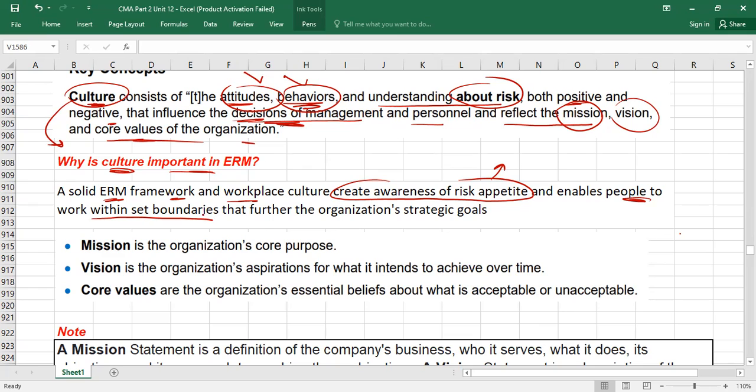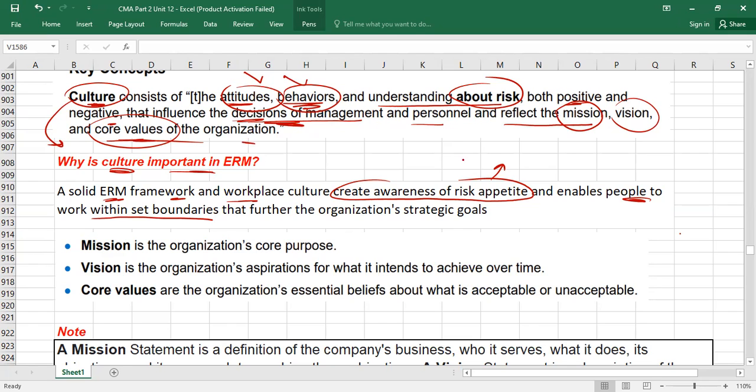Culture will always create workplace awareness of risk appetite, and culture will also enable people to work within the set boundaries. Set boundaries are also called core values. Core values simply mean which things are acceptable for the company and which are not. So in simple words, culture is the tone at the top, and that tone should be followed throughout the organization. Top management will set this tone: are they serious about risk management or not? Their actions will decide the behavior and attitude of the people and their understanding about risk.